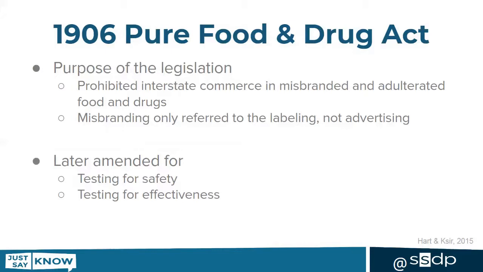And we have the 1906 Pure Food and Drug Act. So that was one of the first things that we start seeing federally. In 1905, Teddy Roosevelt recommended a law to regulate interstate commerce in any misbranded and adulterated food and drugs. And sort of based on Upton Sinclair's The Jungle, which exposed some unsanitary conditions in the meat packing districts. So we had the Pure Food and Drug Act in 1906.